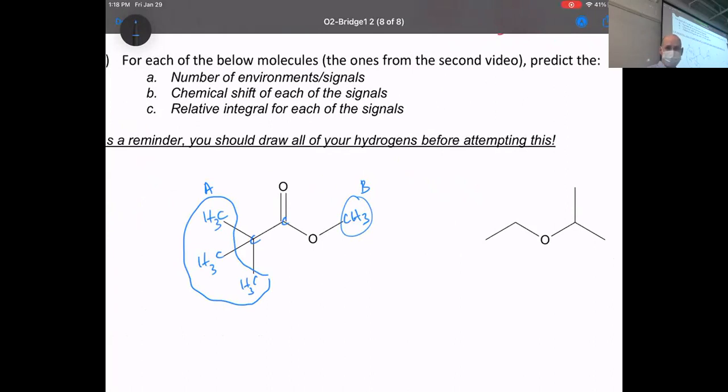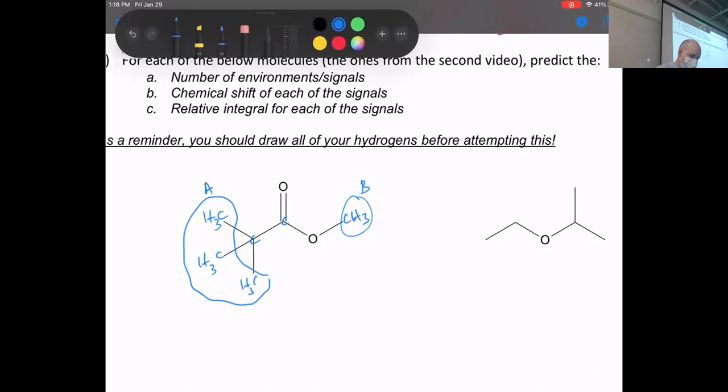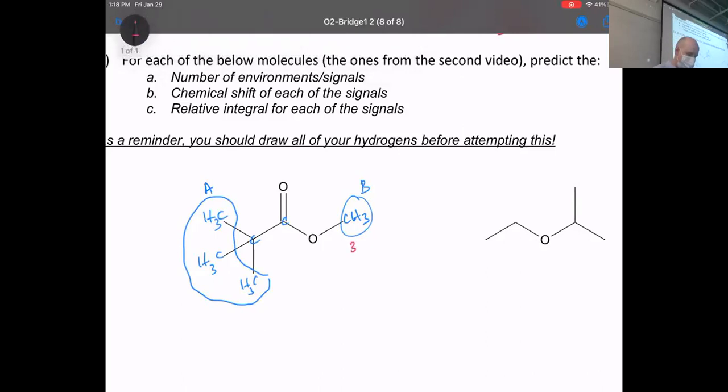That's A there. The chemical shift is what we just did. B is right next to an oxygen. So where would we expect that one to show up? 3 to 4. Yeah, 3 to 4, something like that. 3 to 3.5 is also perfectly fine.